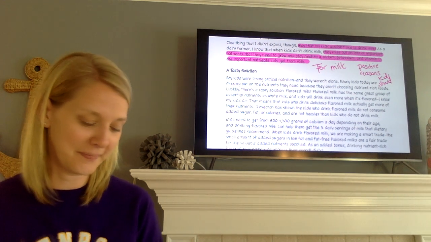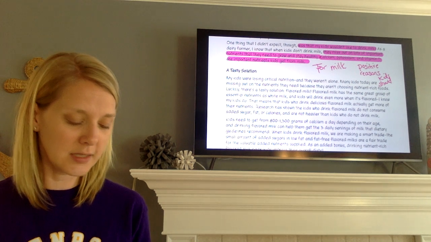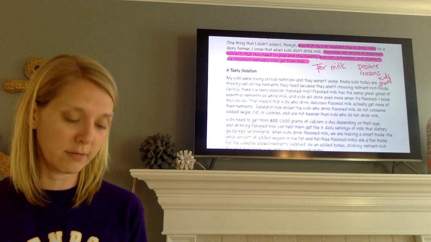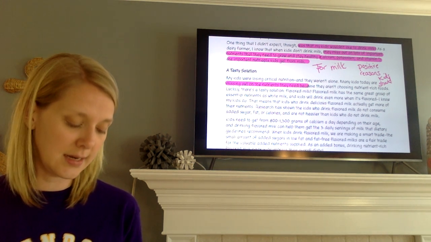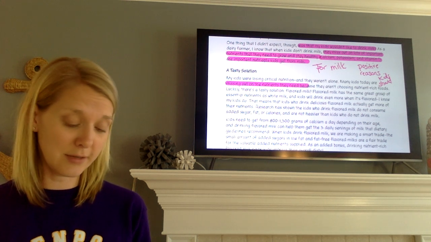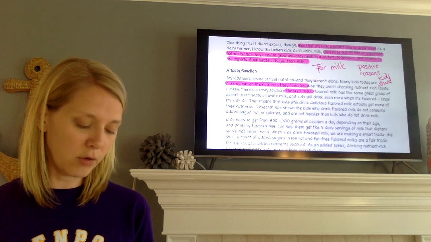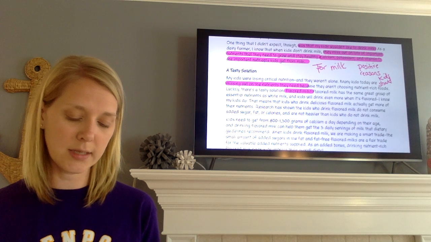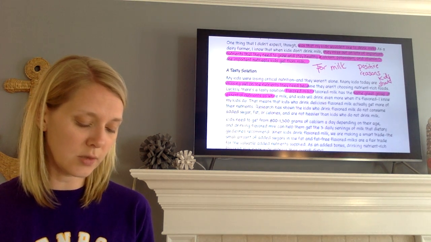At least for me. My kids are losing critical nutrition and they weren't alone. Many kids today are missing out on the nutrients they need because they aren't choosing nutrient-rich food. Luckily, there's a tasty solution, flavored milk. Flavored milk has the same great group of essential nutrients as white milk, and kids will drink even more when it's flavored.